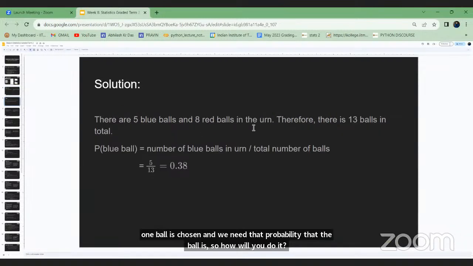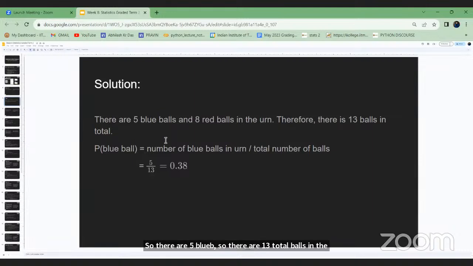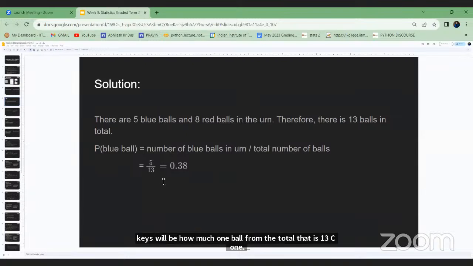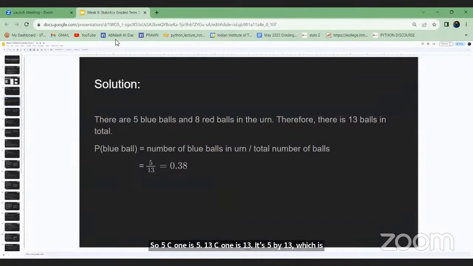There are 5 blue balls and 8 red balls, so there are 13 total balls in the box, right? Out of this, I only want a blue ball. How will you choose one blue ball from 5? 5C1. That will be the favorable case. And the total number of cases will be one ball from the total, that is 13C1. So 5C1 is 5, 13C1 is 13. So 5 by 13, which is 0.38. Is there any doubt? No, sir. Okay, should we proceed?